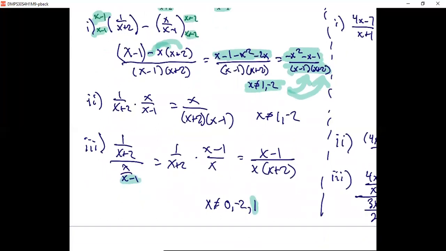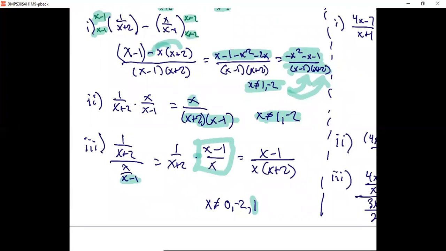For part 2, multiplying, I would like to say this is more interesting. The numerators are multiplied by x, and the denominators, those factors, I just leave them factored. And again, x is not able to equal either one of those two values. For part 3, when we divide fractions, suddenly we have a little bit more interest. If we divide by a fraction, it's the same as multiplying by the reciprocal.